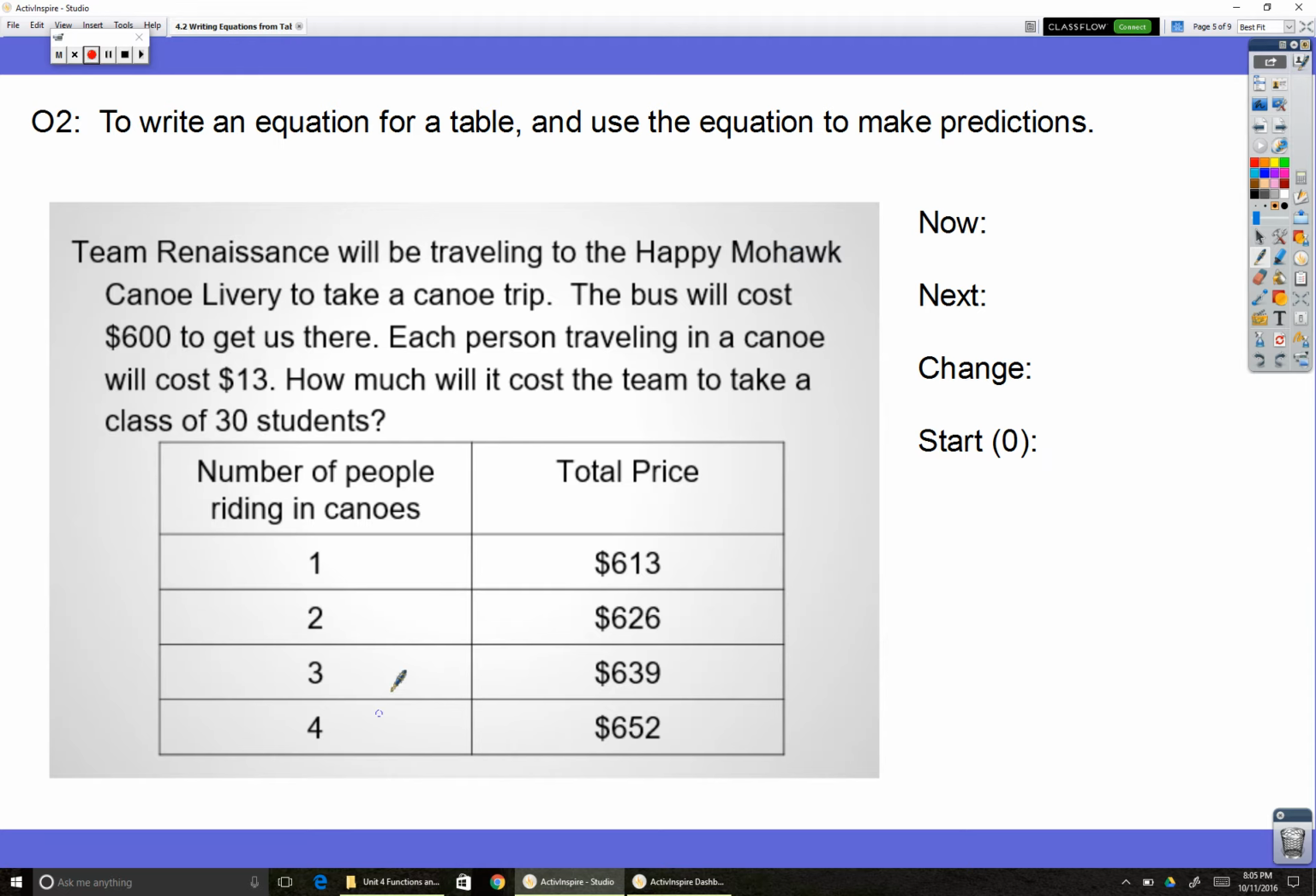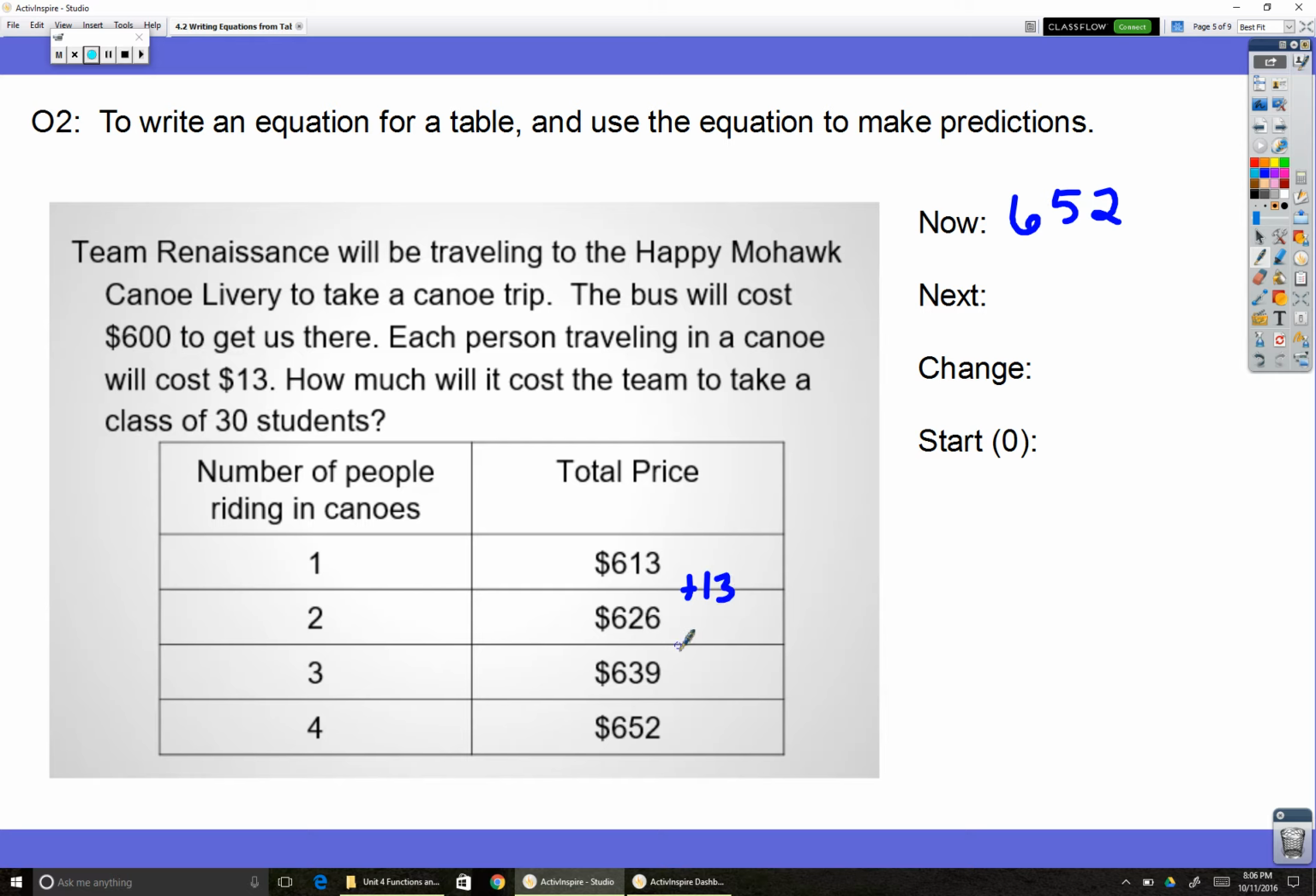So our table only goes up to 4 students. We want to know how much it's going to cost to take a class of 30 students. So if that were just 5 or 6, we might just keep going with the table, but it's helpful to have an equation when we're projecting a value far beyond values that were given. So right now, if we look at our cost, we're at $652. To figure out what our next value would be, we're going to look at how far up it goes from one number in the table to the next. So if we go from 613 to 626, that's a change of plus 13.